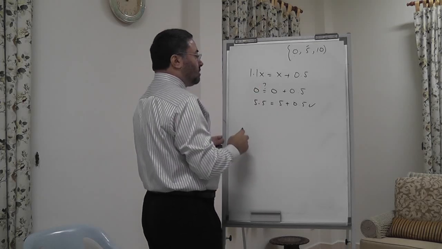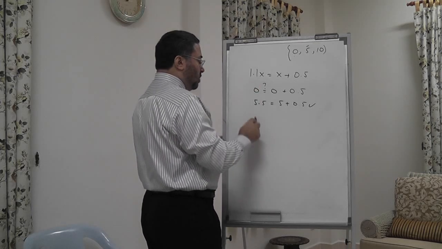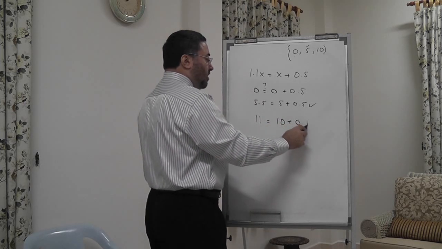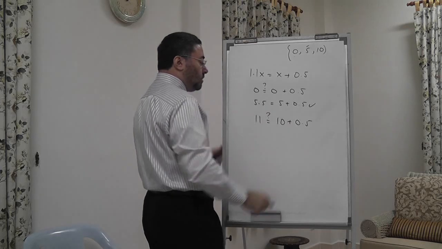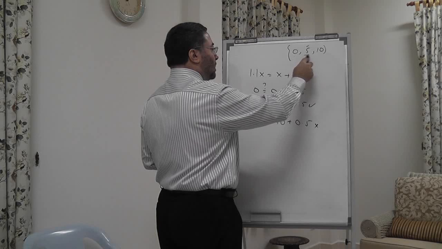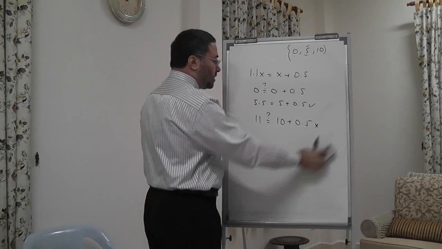Now we replace x by 10, and 1.1 times 10, that's 11, is equal to 10 plus 0.5, and that's not true again. So this is also rejected, and our solution set is only number 5 in this case.